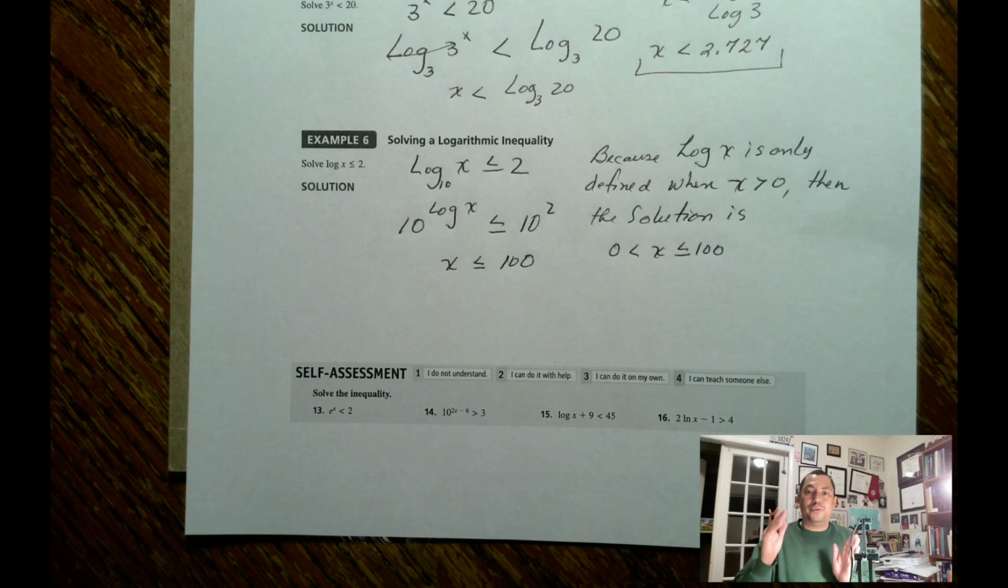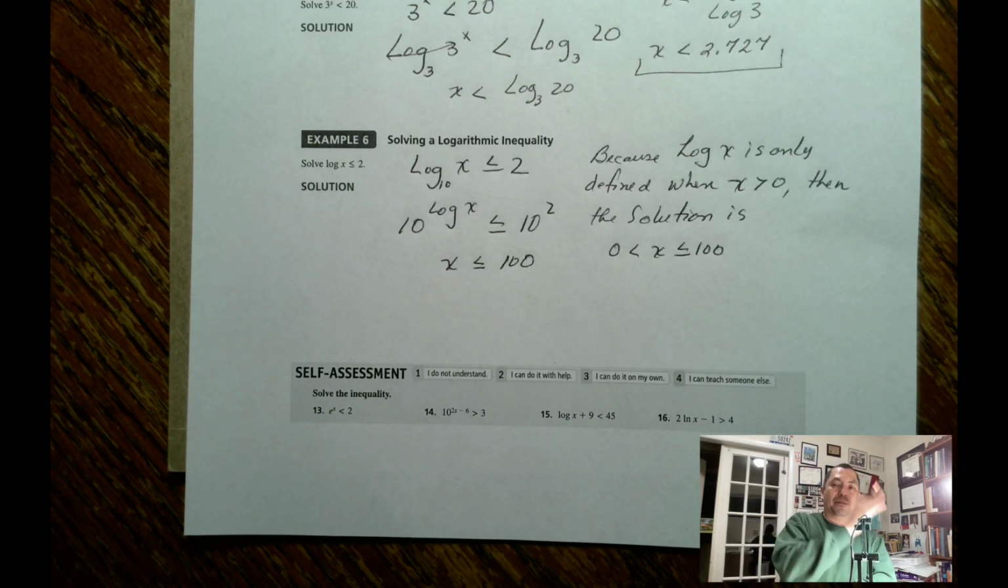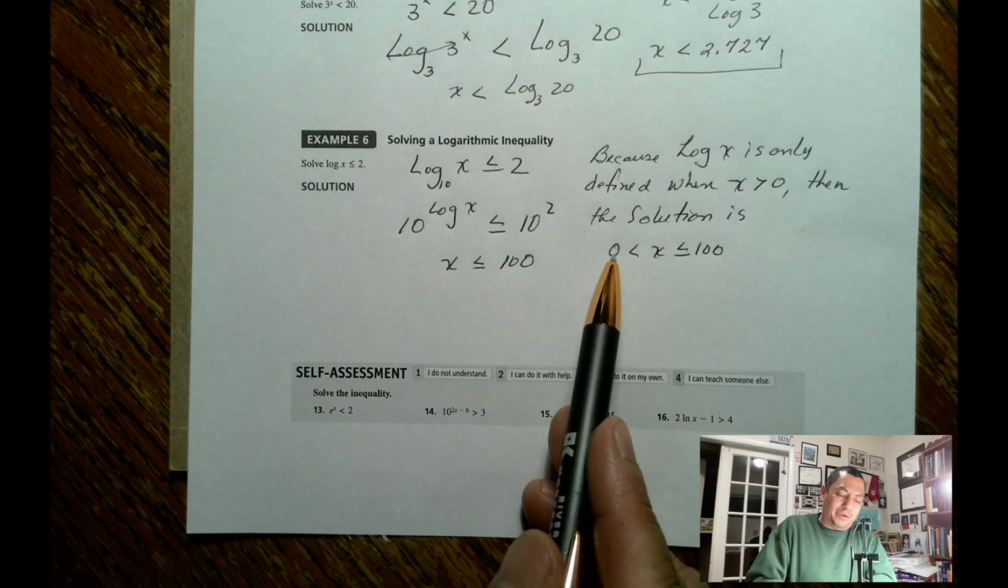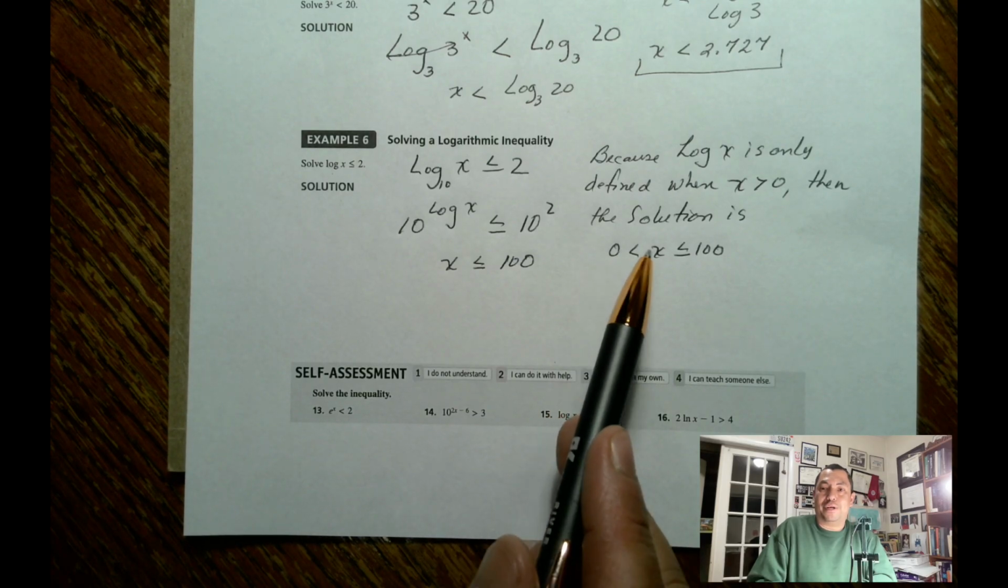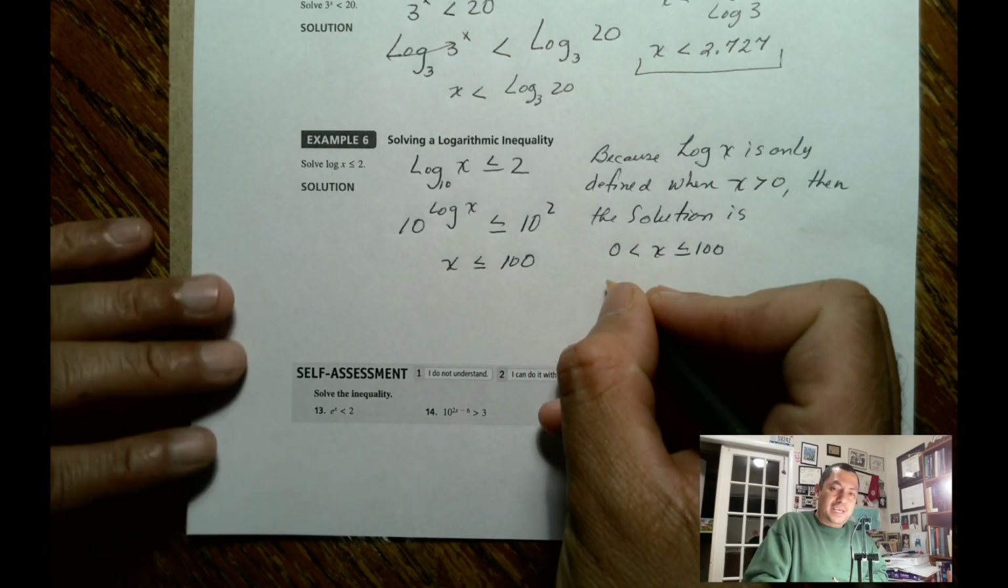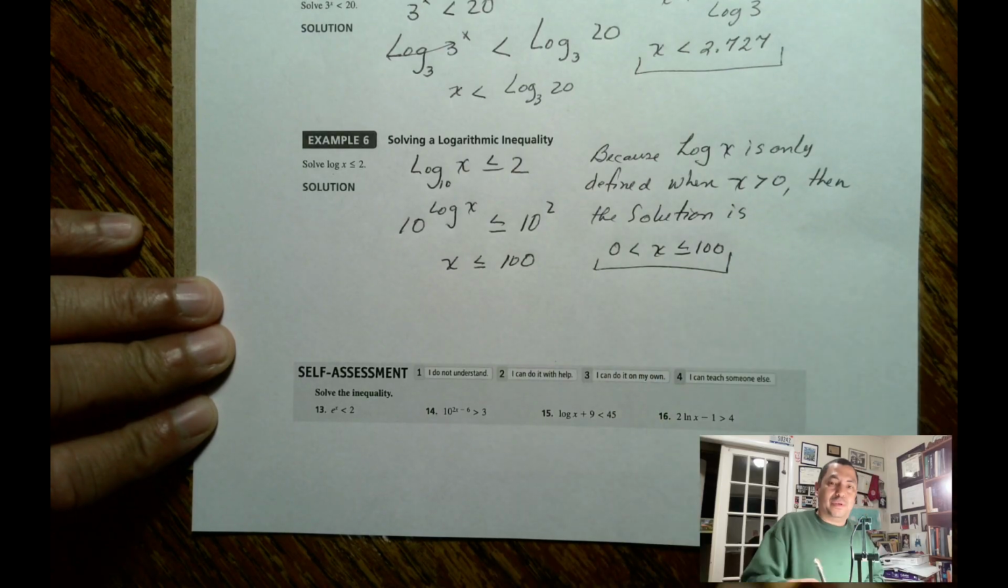So it's all the numbers, including 100, that are less than 100. 99, 98, 97, 95, 80, 67, 50, 20, 10, 1, but not 0. 0 is not going to be included in that solution, and neither the negative numbers. So that's going to be my solution.